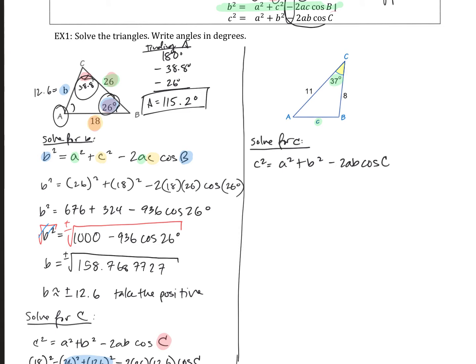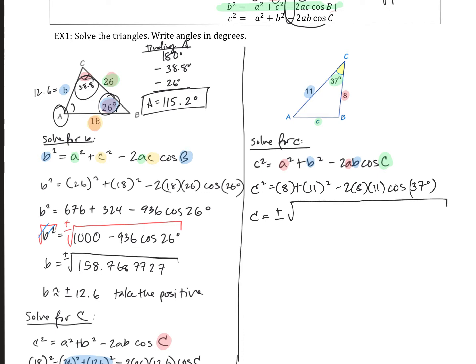Okay, so what are our values? a is 8, b is 11, and the capital C angle is 37. Plugging those in, c squared equals 8 squared plus 11 squared minus 2 times 8 times 11 times cosine of 37 degrees. So then c is going to equal, I'll just do the plus or minus now, and you could plug this into your calculator.